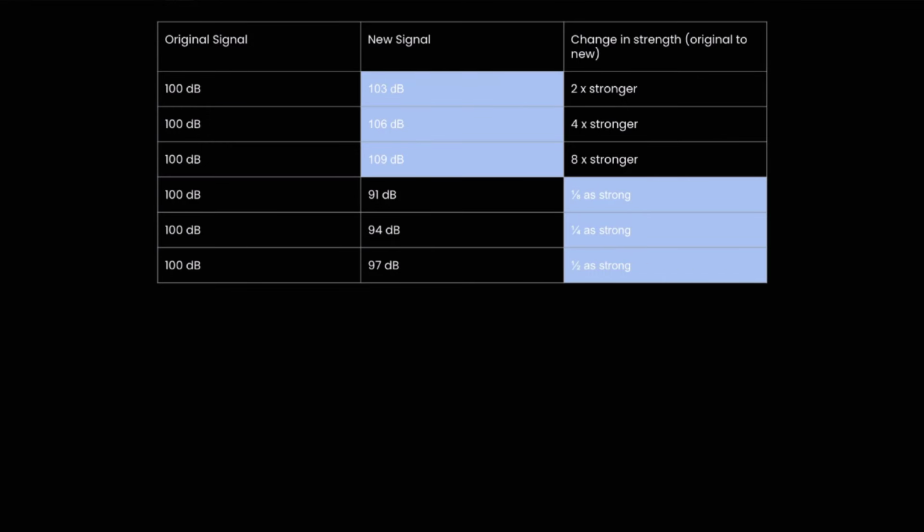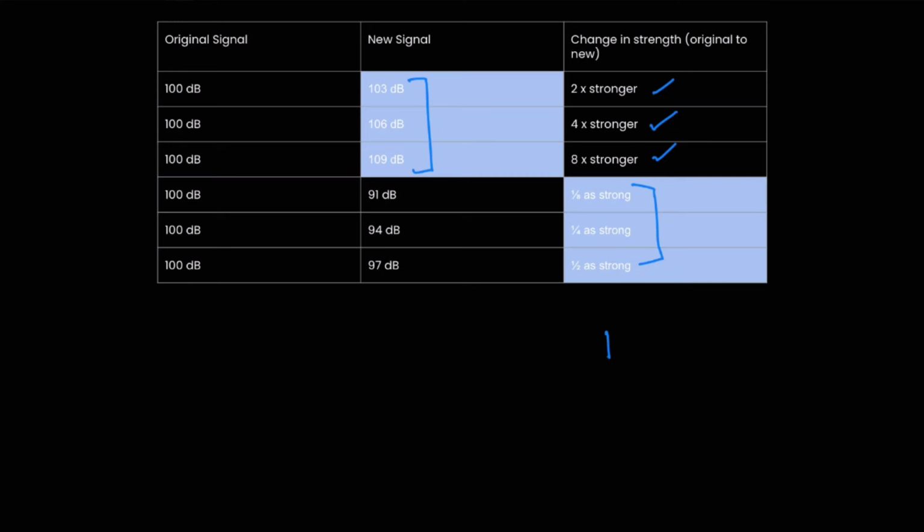We are going to start with the first half of the chart. These numbers are working with changing values in a 3 decibel factor. So all of our original signals have started with 100 decibels. We have one part that is going to require us to calculate the new signal, and then we have another part that's going to require us to describe the new signal. For the first 3 rows, notice again that we are starting all with 100 decibel original signals. And in our changes, we're seeing a 2 times stronger, a 4 times stronger, and an 8 times stronger. The fact that the wave is getting stronger tells us that we are working in the positive decibels.